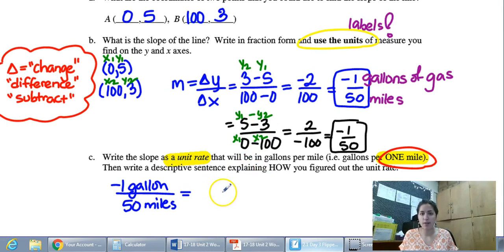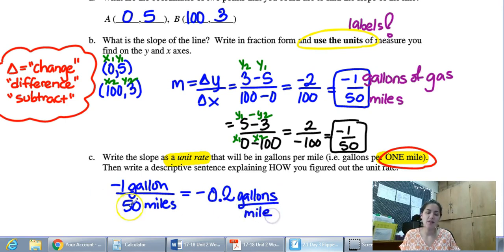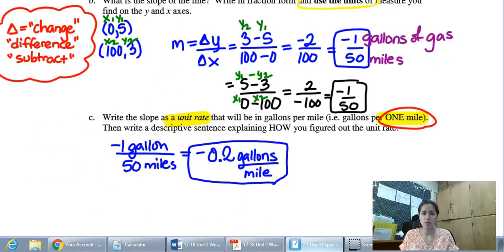Press pause until you have your own calculator, please. And when I divide, I got negative 0.2 gallons per mile. So now instead of per 50 miles, now I know per mile. So this means per 1 mile. And that's what unit rate is all about. Unit rate is all about per 1 of whatever you're talking about.